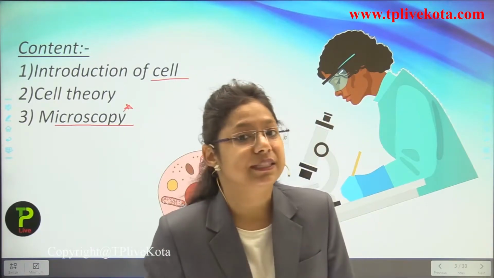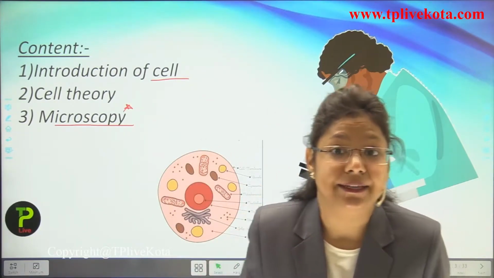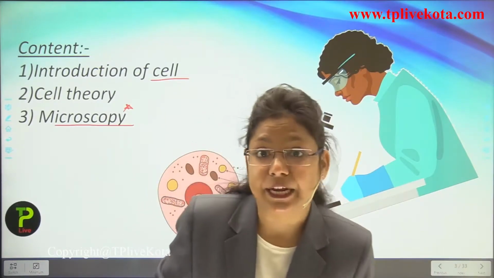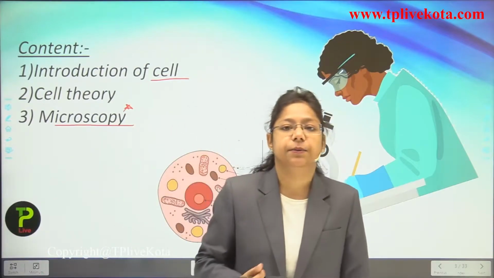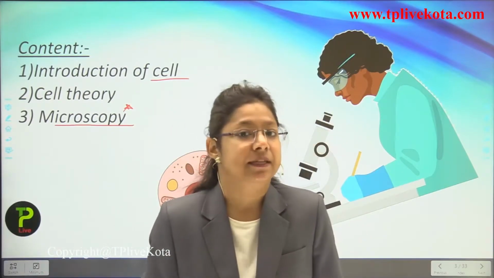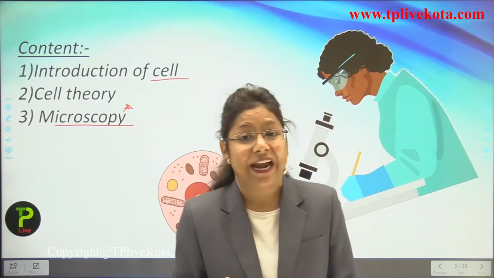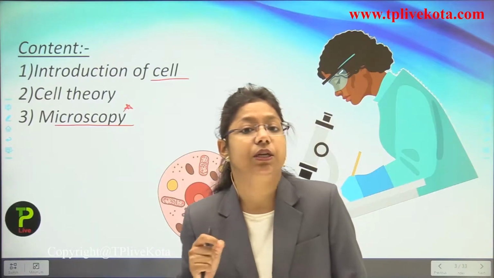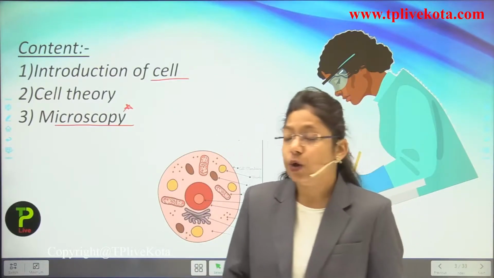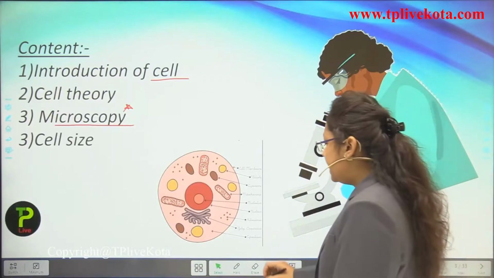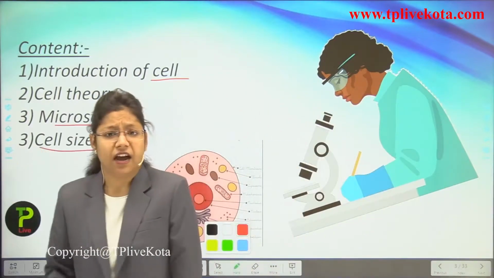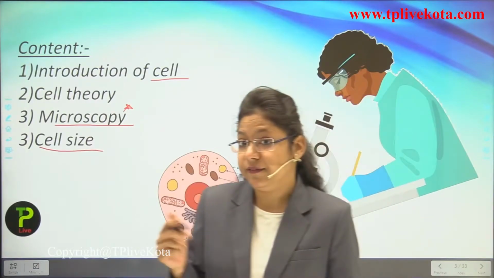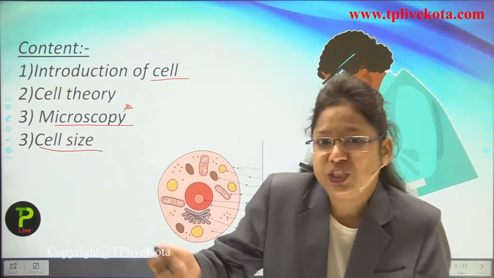You cannot see the cell with your naked eyes. You need a high power lens, which is provided by a microscope. Scientists discovered microscopes, and nowadays the electron microscope is very commonly used to see the small parts of a particular cell in diverse forms. Next is the cell size. Is the cell size variable? Yes, students, cell size varies depending upon the type of function they perform.